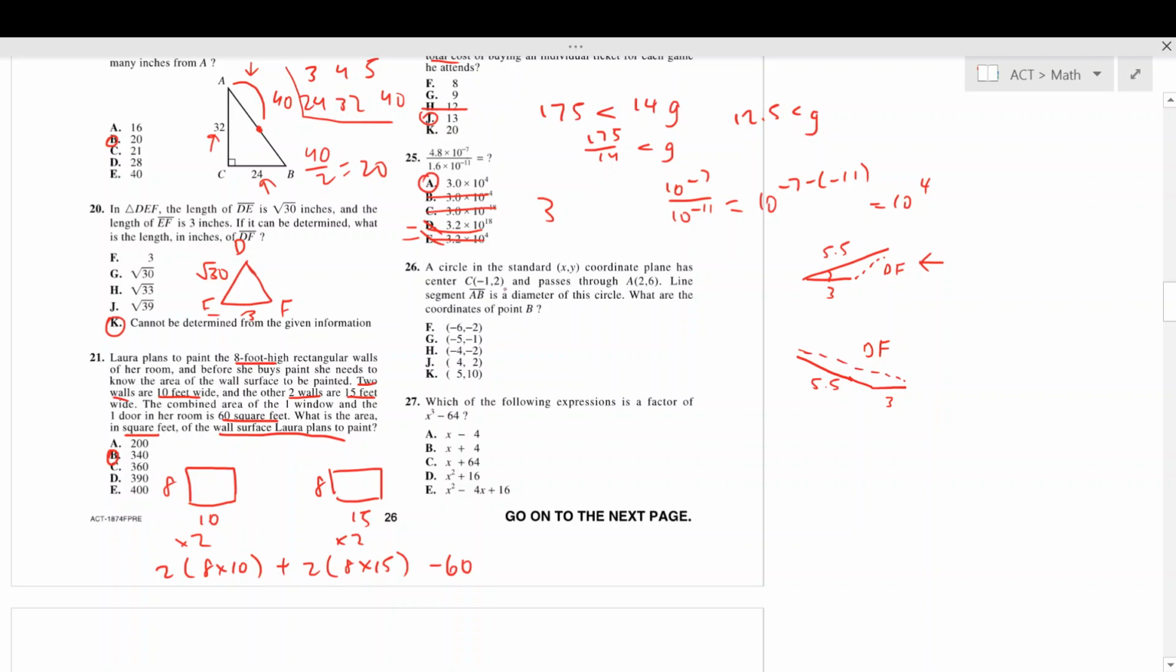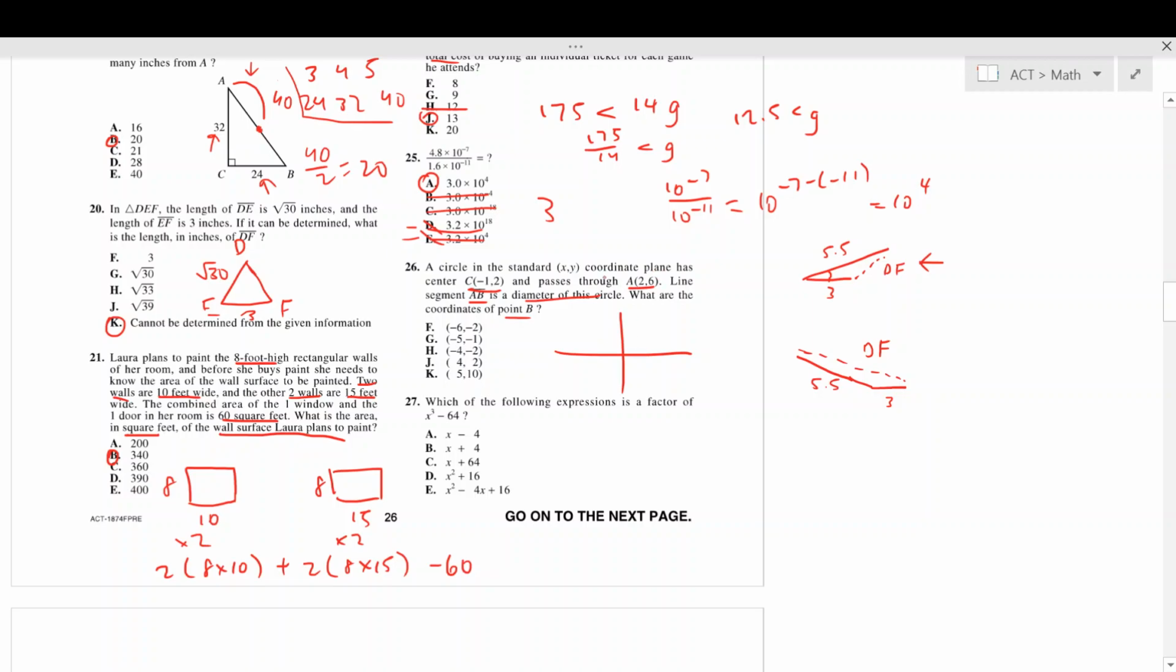Alright. A circle has center negative 1, 2, and it passes through A, which is 2, 6. Line segment AB is a diameter. What are the coordinates of point B? So when I'm given a geometry problem, even though it takes a little bit of time to draw out the problem, and on ACT Math you're not really given that much time, I still like to draw out diagrams when I can, because I think it's super helpful for visualization. So let's try to draw it really fast.